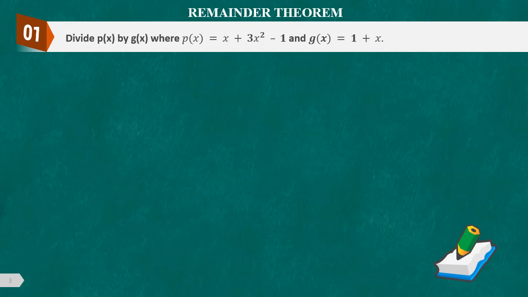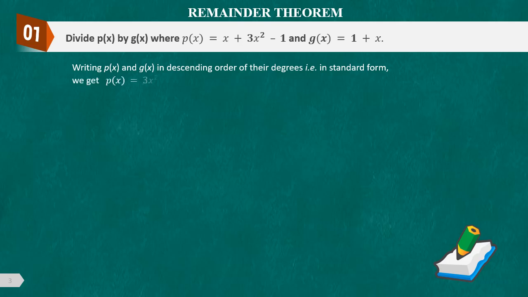Divide p of x by g of x, where p of x is given x plus 3x square minus 1 and g of x is given 1 plus x. First we'll write p of x and g of x in descending order of their degree in standard form. Then we get p of x equal to 3x square plus x minus 1 and g of x is x plus 1. Let us divide p of x by g of x.